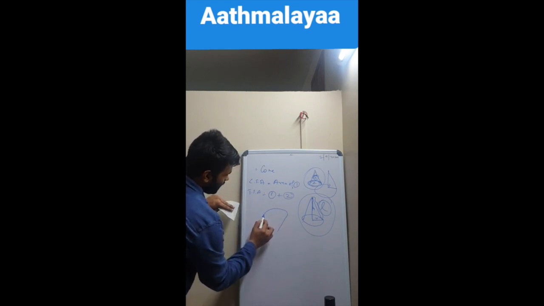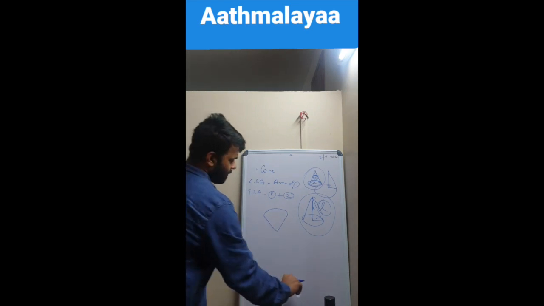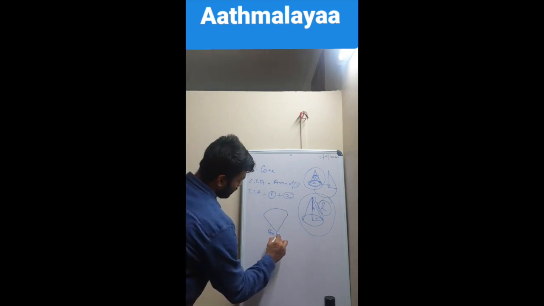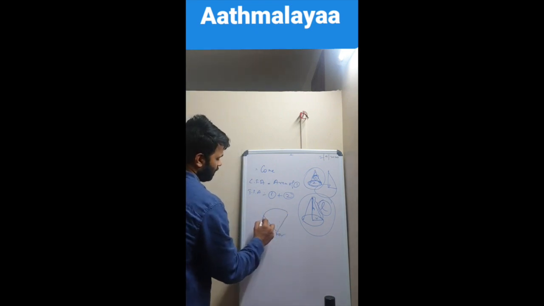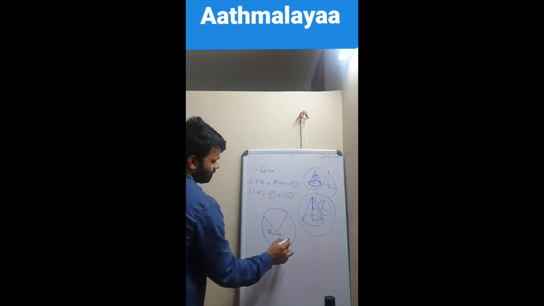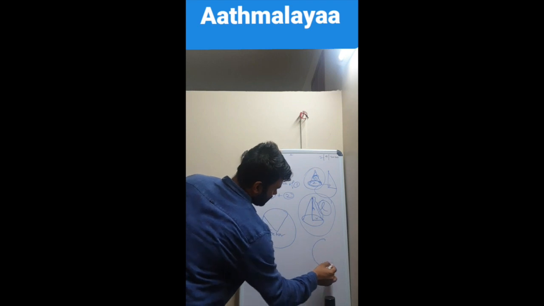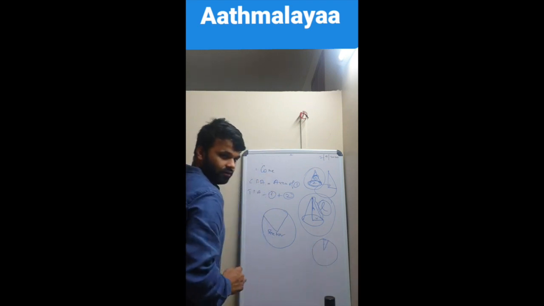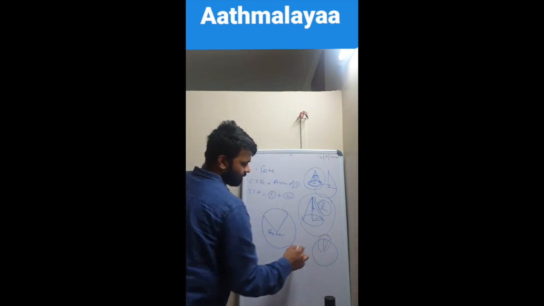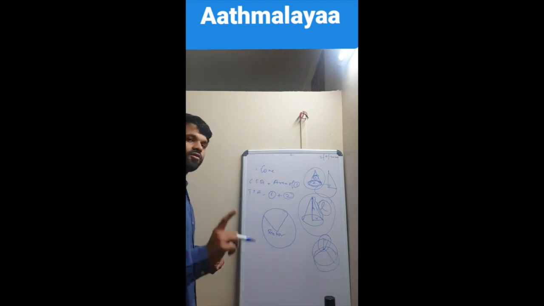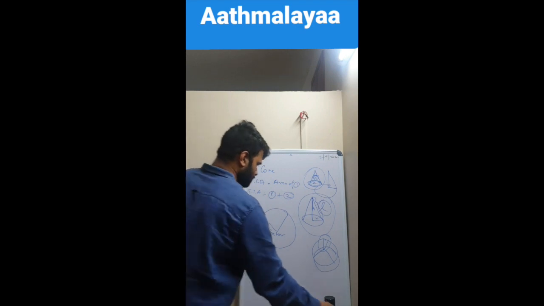So something like this. This is called a sector. This is a circle. A sector is a part of a circle. Just imagine a circle is there. This is called a sector, which is nothing but a part of a circle. Clear? It can be like this also. Anything. If it is a part of a circle, it is called a sector.